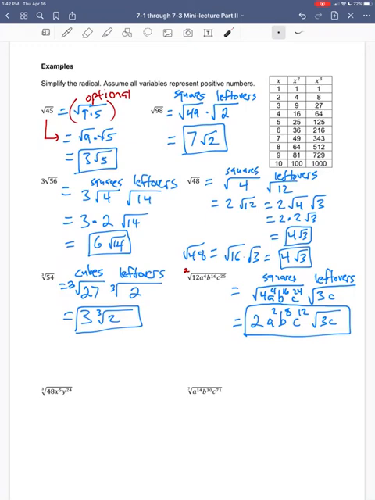All right, a couple more examples here. This is a cube root, right? So I'm going to need cubes and leftovers.